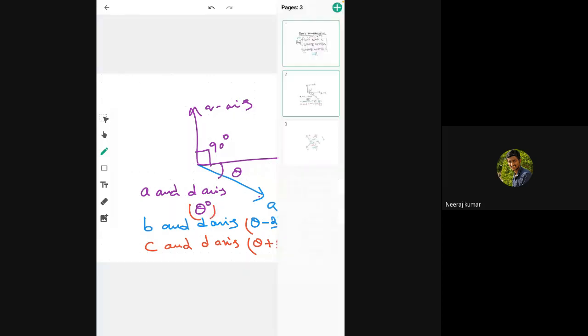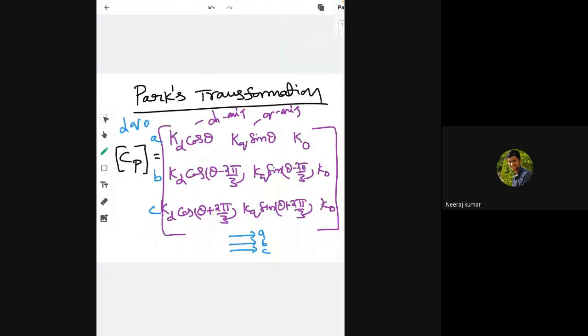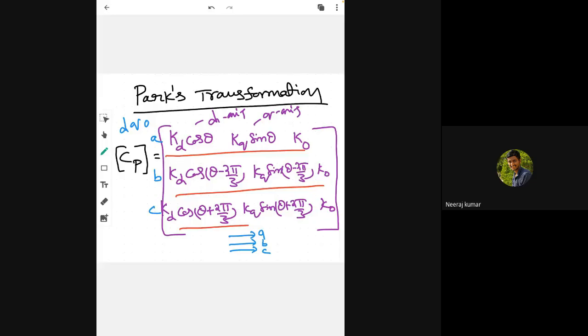So from the discussion, you can understand these are the phase A, phase B, and phase C terms. For phase B, you have KD cos(theta minus 2π/3), KQ sin(theta minus 2π/3). For phase C, KD cos(theta plus 2π/3), KQ sin(theta plus 2π/3), and K naught. This is the CP transformation matrix.